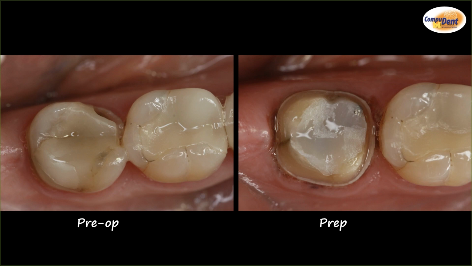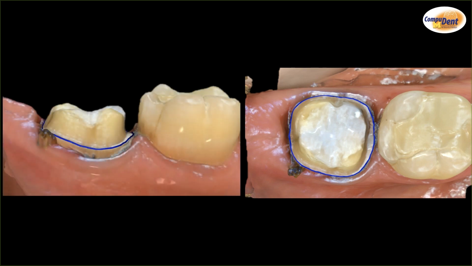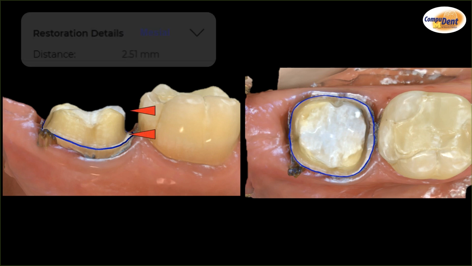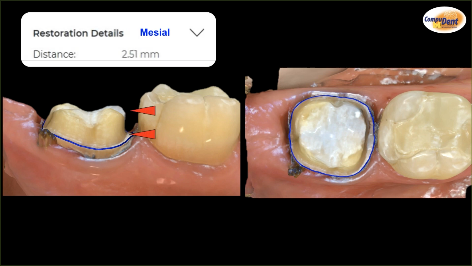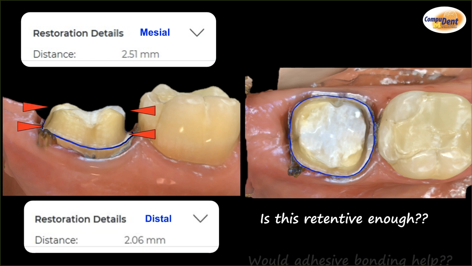Let's look at another one. Okay, taper looks good on this one, better on the distal than the last one did. There's the scan. Again, taper still looks good. Let's look at it in profile. And again, in profile, taper still looks really good. So what are our vertical dimensions there? On the mesial, we're looking at about 2.5 millimeters, and on the distal, we're about 2.